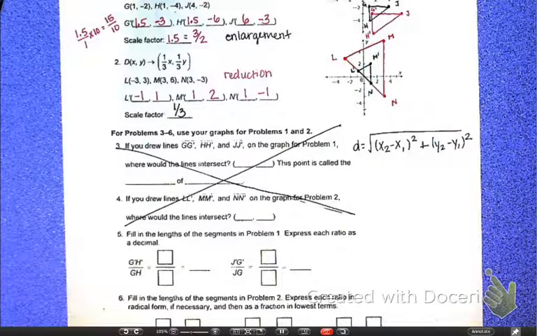Do I need the distance formula? Why? What kind of line is it? It's a vertical line, right? It's exactly on the boxes, so you can count the boxes. So take a second and count how many boxes is G prime, H prime. What do you get? What's the length?